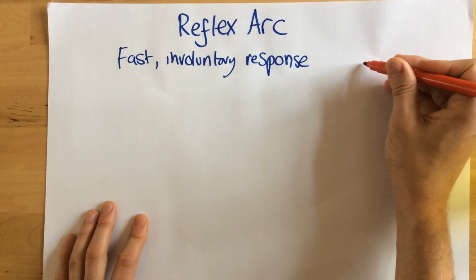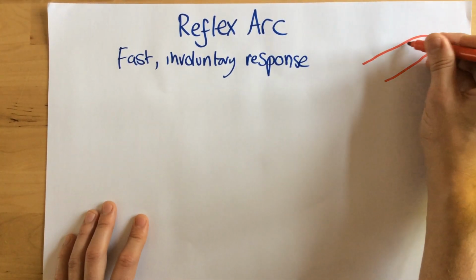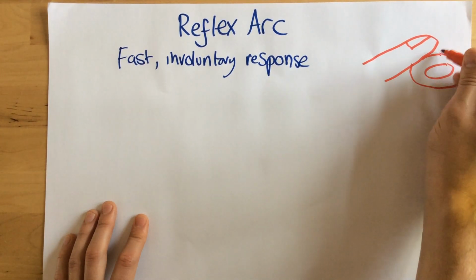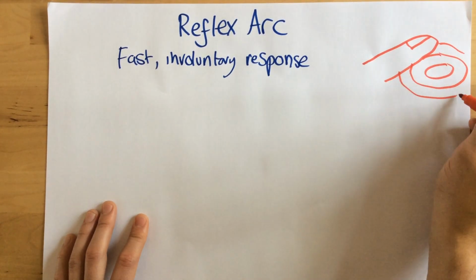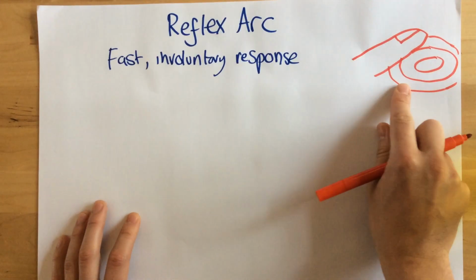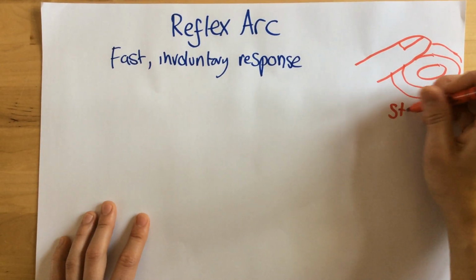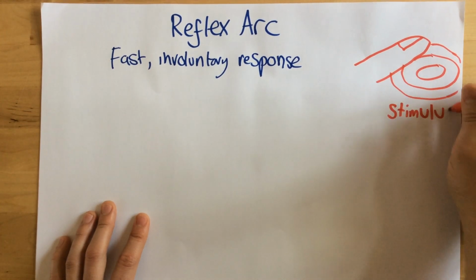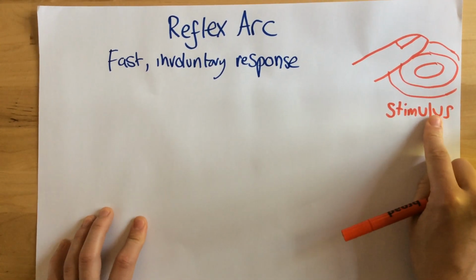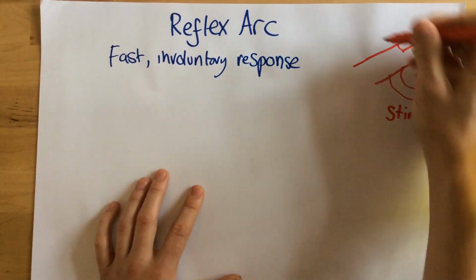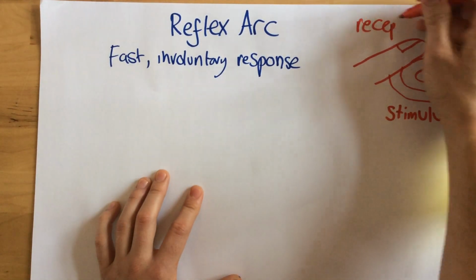So first of all, let me just draw my finger, which is here. And here are the rings of the hob that I'm accidentally putting my finger on. Now, in this particular example, the hot hob, we call it a stimulus, because that is the thing that I am going to detect. Now, in my finger, I have lots of these things called receptors.